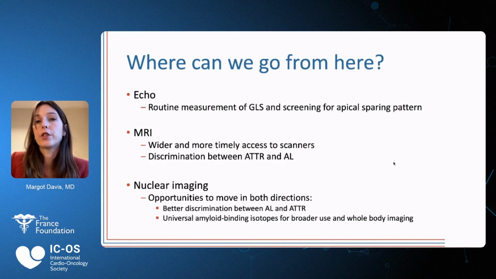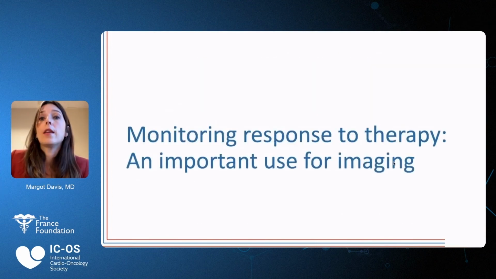And for universal amyloid binding isotopes for broader use and whole body imaging. Right now, when we're talking about cardiac amyloidosis, we really are limited to those bone-seeking radiotracers, DPD and PYP. I think, though, in all modalities, a huge part of the future of imaging is going to be in monitoring response to therapy.